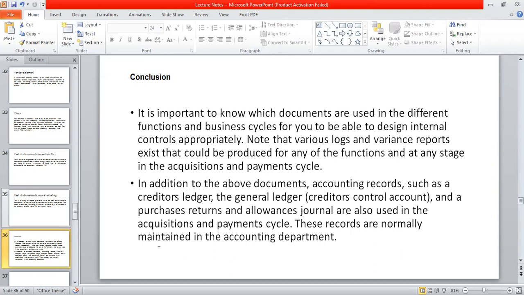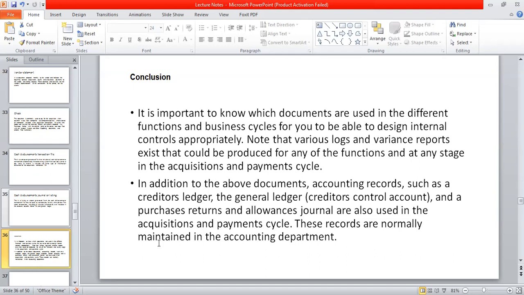Besides these documents which we discussed, there can be some logs which are used. These logs can be a form of registers also, which record mainly who does what, when, and why. And these logs are usually used as a control function within the cycle or within the department.